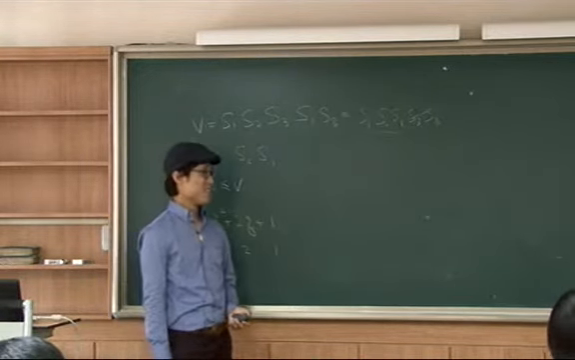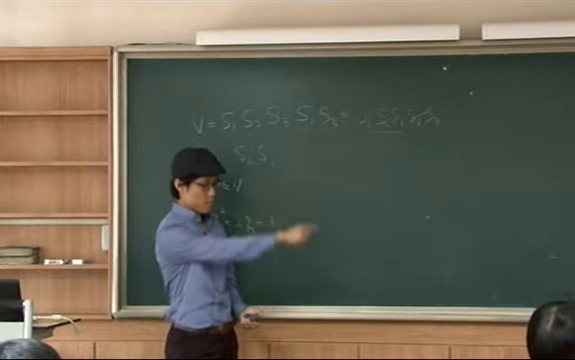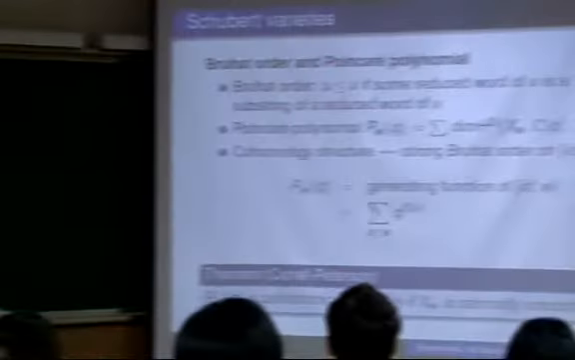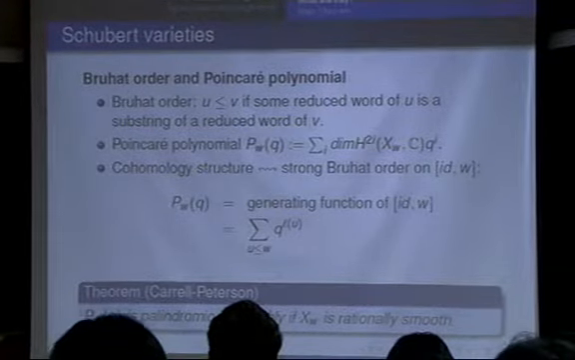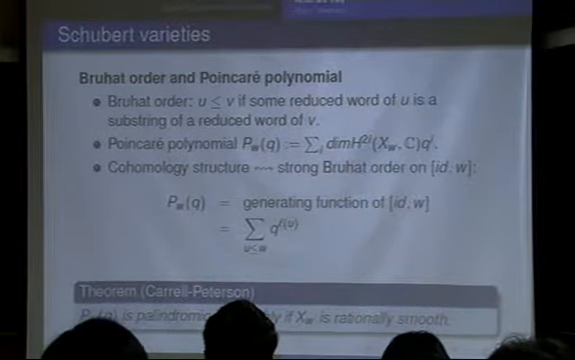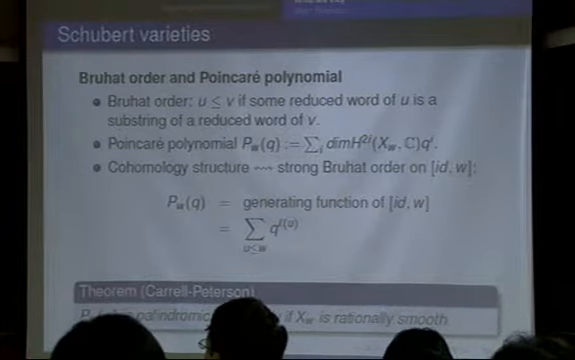Okay. So this theorem gives us a way to avoid the algebraic geometry of rational smoothness and just look at the combinatorics of this Bruhat structure. Could you explain a little bit explicitly the generating function? Oh, okay, I'll give you an example shortly.